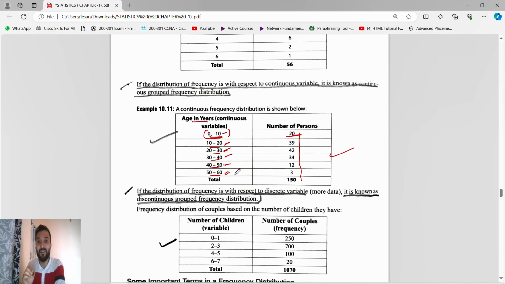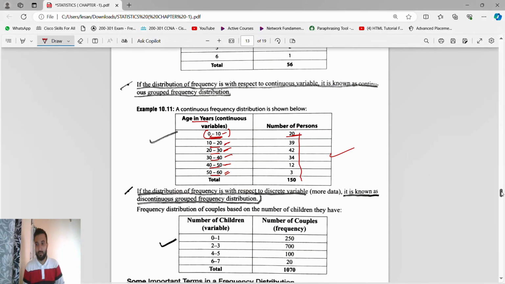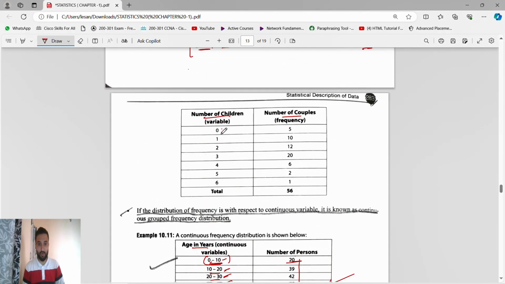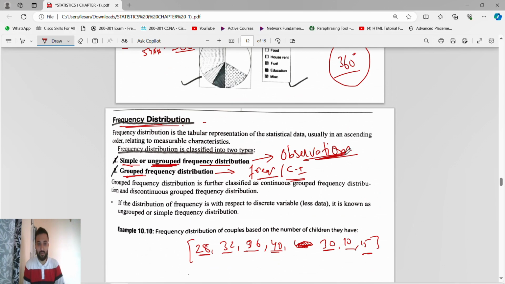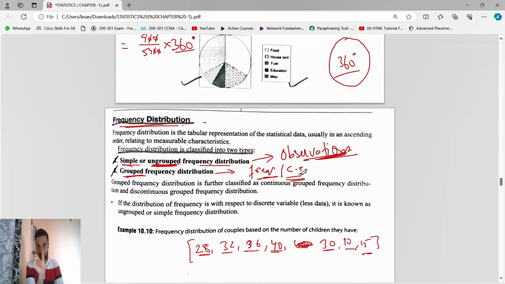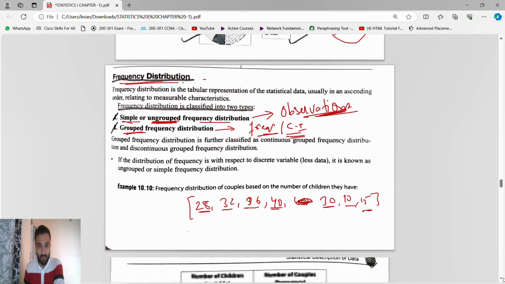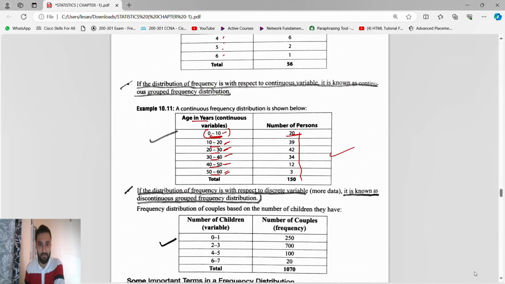This is grouped, and this is the frequency. Whenever you see 0 to 1, 2 to 3, 4 to 5, 6 to 7, this is grouped. Or if you get 0 1 2 3 4 5 6 7, this is ungrouped observations. Ungrouped means only observations; grouped means we have a frequency and class interval, like 0 to 10, 10 to 20. Remember this much only.